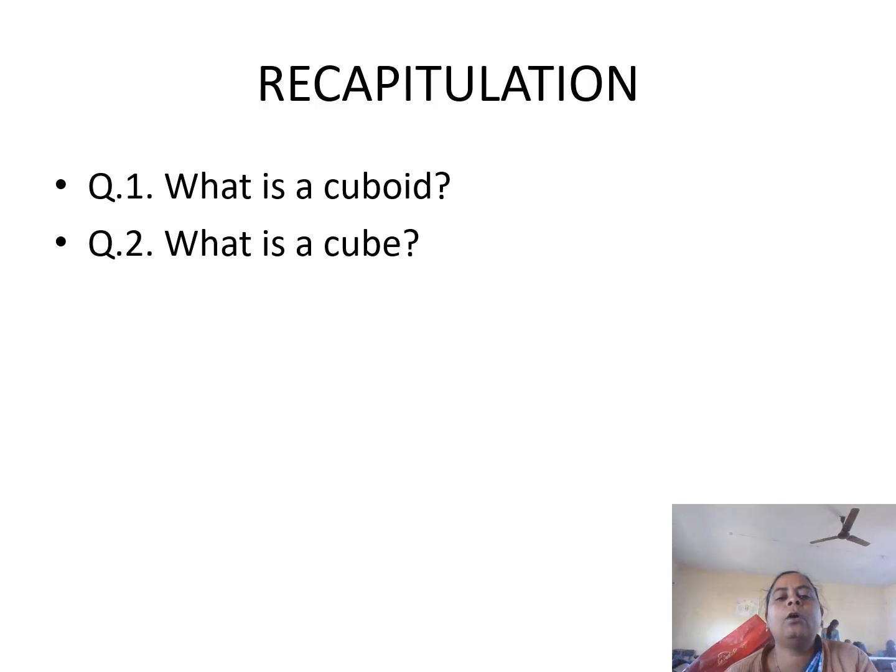Have you all understood now what is a cuboid and what is a cube? Cuboid is a three-dimensional object having 6 faces and each face is rectangular in shape. The area of the opposite sides of a cuboid is equal. And what is a cube? Cube is a three-dimensional object having 6 sides and each side is square in shape. And what is the formula for calculating the surface area of the cube? It is 6 into L square.